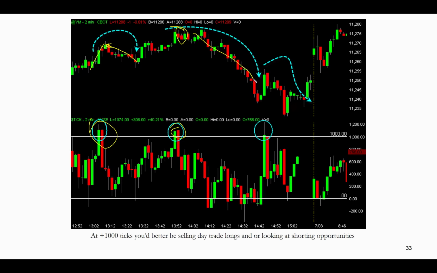Okay. Now, remember what I said, the strong ones, what happens is it comes up, pulls back to zero, and then makes new highs. That you don't want to fight, okay? So here we pulled back to zero, and then we just kind of went back to where we were. Pulled back to zero, and then just went back to where we were.